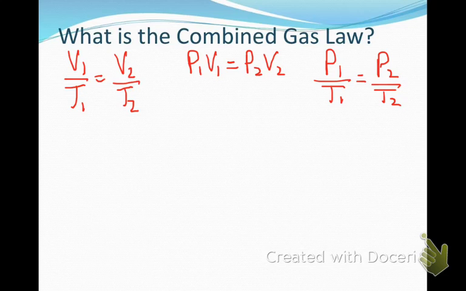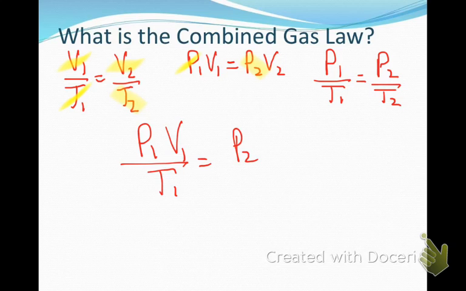When you combine all three of these, or look at all three of them together, you notice that we can merge them together. So I have V1 times P1 over T1, and then V2 times P2 over T2. So when we see this, it's P1 V1 over T1 is equal to P2 V2 over T2.